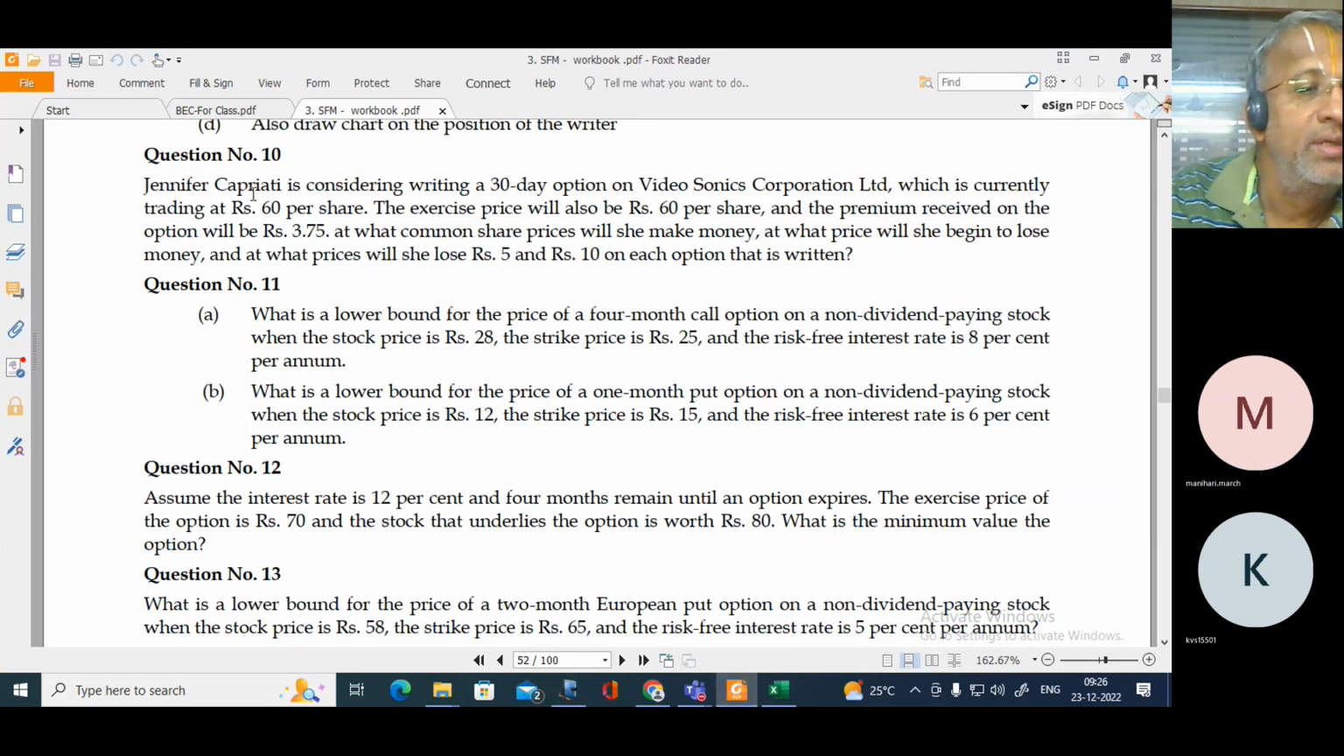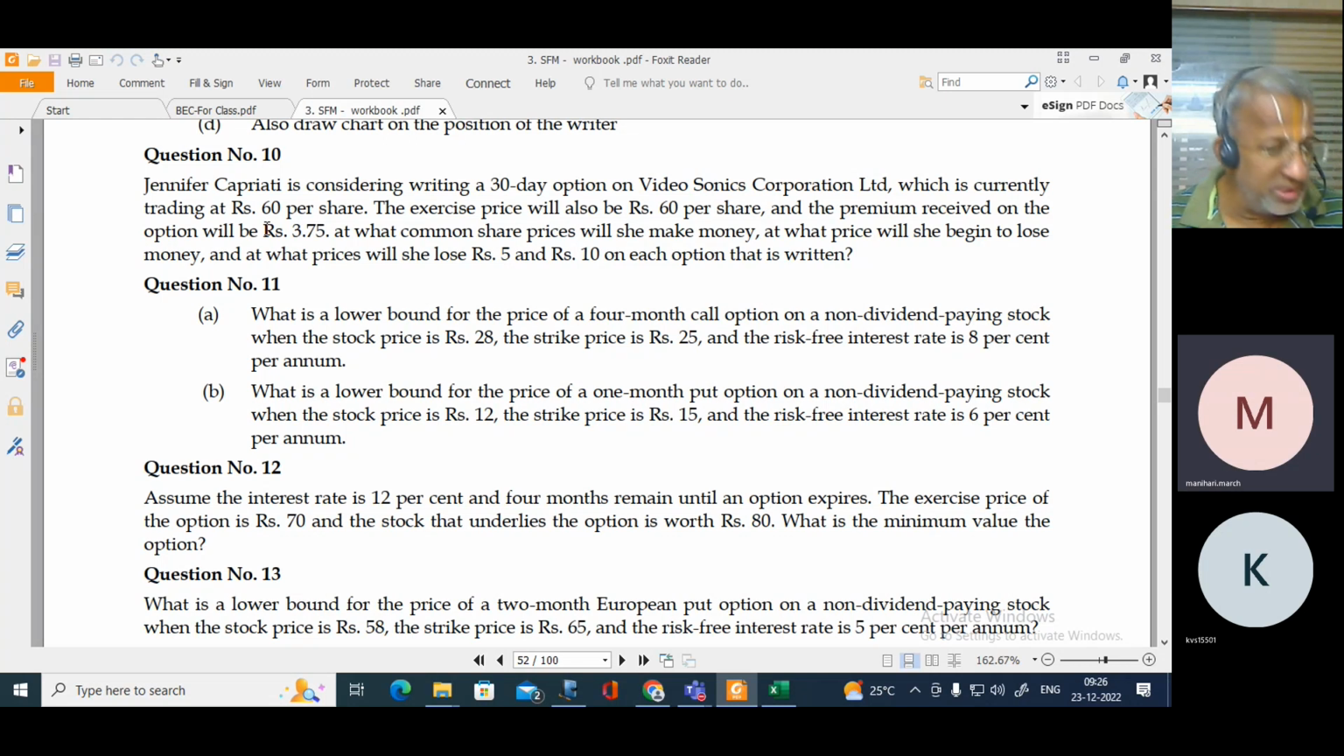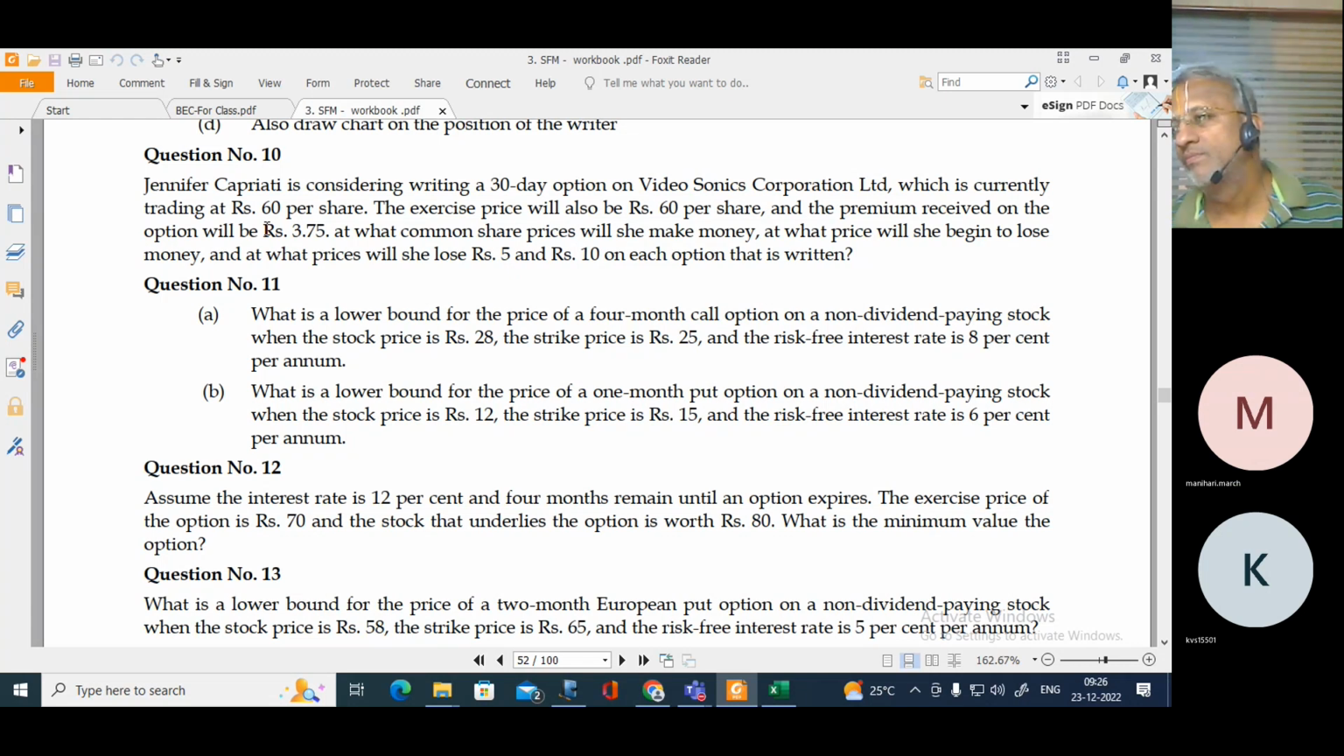Jennifer Capriati, do you know this personality? She was a very young, upcoming tennis player in those days, a young school girl. She did not shine much because of drug problems and all that. Very nice player, an American person only.